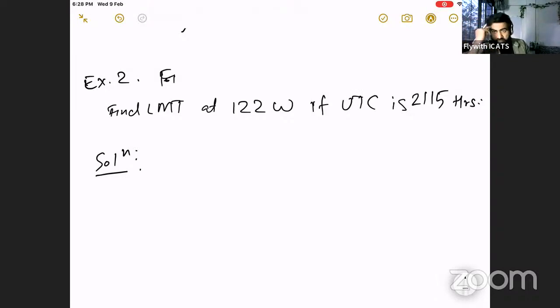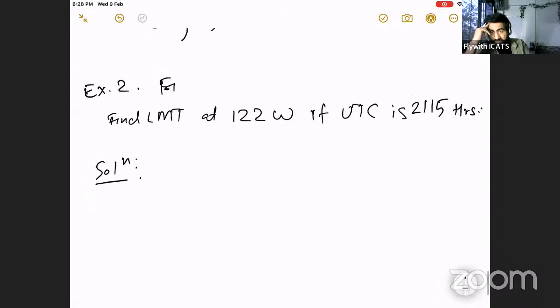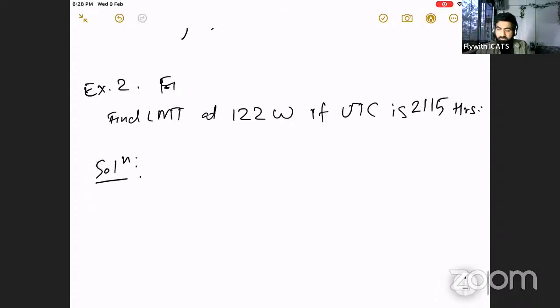Okay. Likit 1309. Varad, your answer is way off. Why is it way off? UTC is 2115 and your answer is 2130. Only 15 minutes difference between UTC and LMT. Then your meridian should have been very close to the prime meridian. But this meridian is so far off, 122 west.